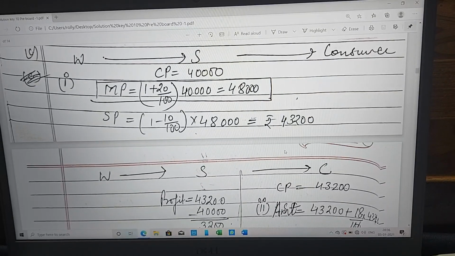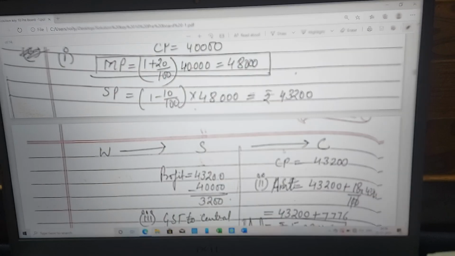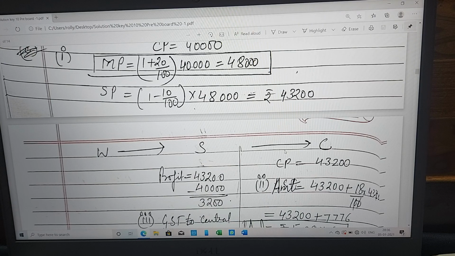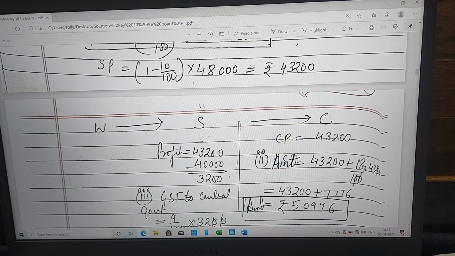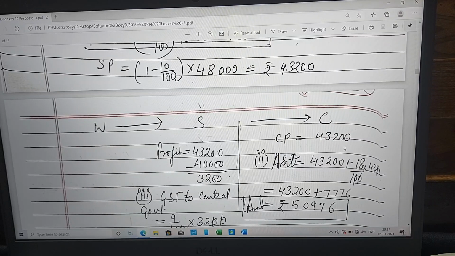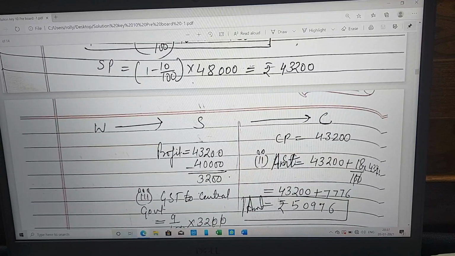Then SP is calculated as 1 minus D upon 100 into MP. Now, the first part is done correctly. The second part is also done correctly. Children have calculated it correctly because the shopkeeper is paying 43,200 and the GST which will be paid is 18% of 43200. Okay, and the amount which is paid by the consumer is 50976.